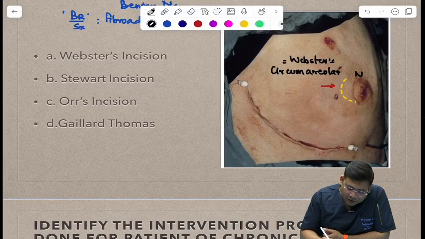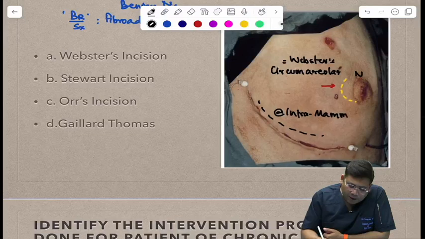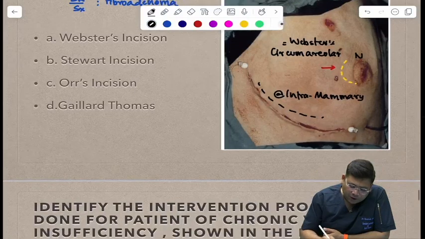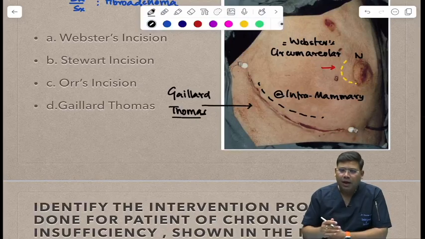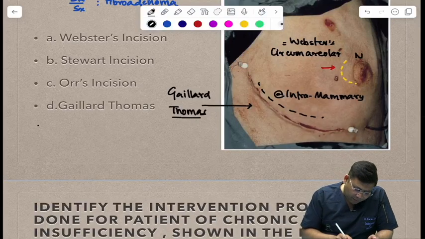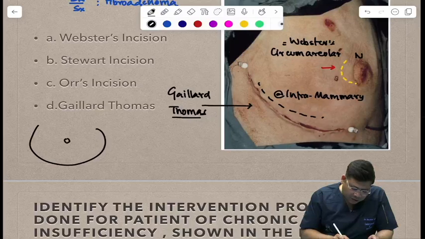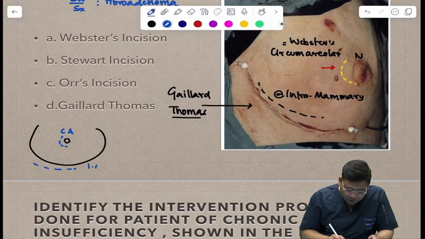The second incision is you can give the incision along the inferior mammary crease, and this is what is known as inframammary incision. And when we talk about inframammary incision, what is this incision better known as? This is known as Gallard-Thomas incision. So these are the incisions that we make for the benign cases. Remember, when we talk about benign breast diseases, cosmesis is of paramount importance. So this is the circumareolar incision, and this is the inframammary incision or Gallard-Thomas incision.